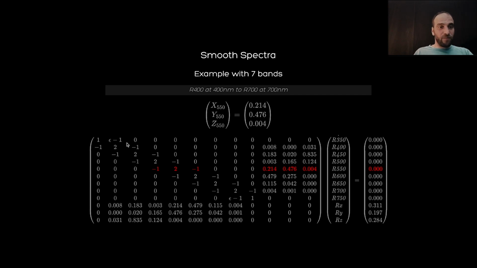The epsilon value is very small, typically 10 to the power of -6. If epsilon is 0, the matrix cannot be inverted, so we usually use slightly different weights. But the results are almost the same. Then we ignore 350, 750, Rx, Ry, and Rz.